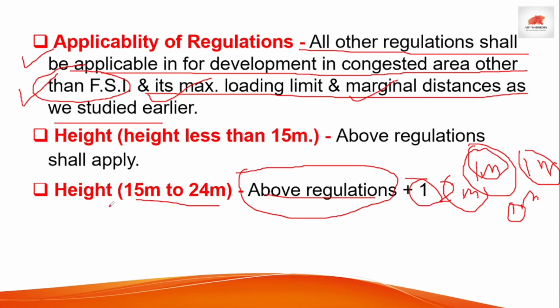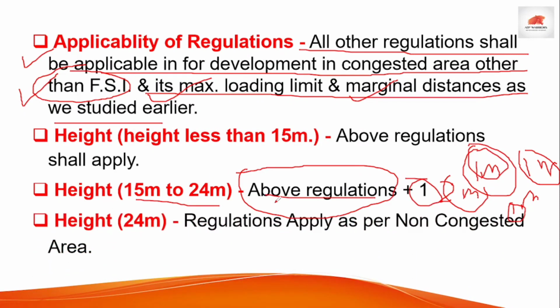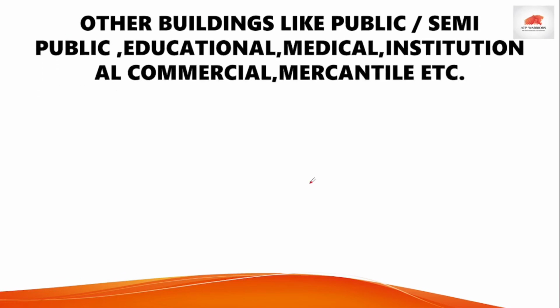Okay, so the height is 15 meter to 25 meter. And for the height 24 meter and above, regulations apply as per the non-congested area. And also what we have seen previously, for the plot area above 4000 meter square, regulations apply as in non-congested area, even if it is in a congested area.